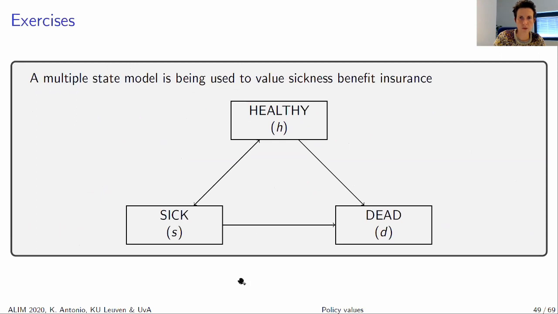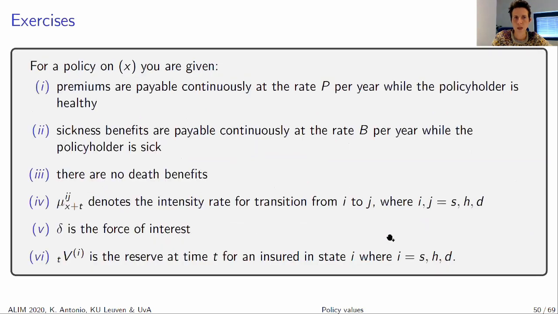I think I've got one last exercise to play with. It's a bit more theoretical, so you will need the expression for Thiele in order to solve this multiple choice question. But we've got again the healthy state, the sick state, and the dead state. And we've got the following things given. So we pay the premiums continuously at a rate P while we are in the healthy state. We have the sickness benefits, which are payable continuously at the rate B per year, while the policyholder is sick. There are no death benefits.